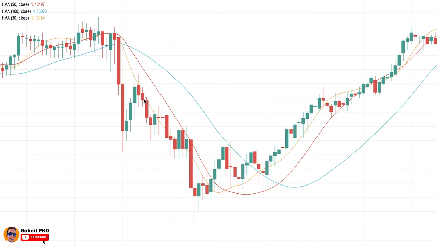And like any other tool in technical analysis, you should never take your trading decisions only based on the Hull moving average, and you must use this indicator in conjunction with other tools and concepts of technical analysis.